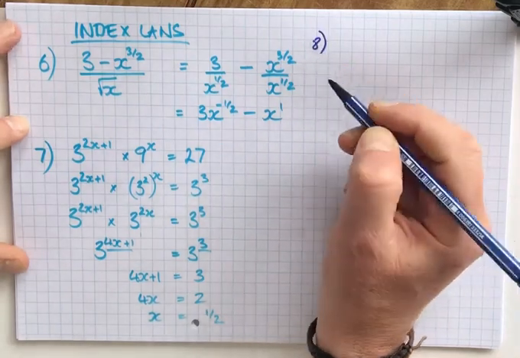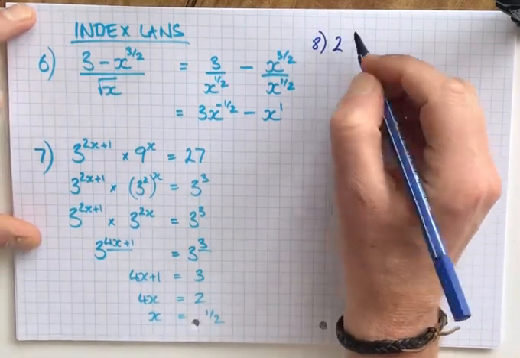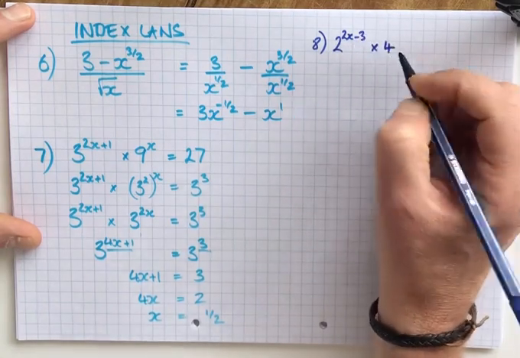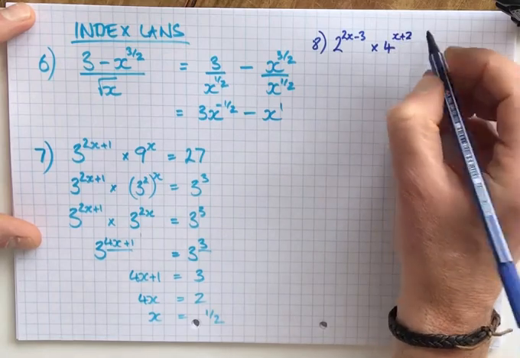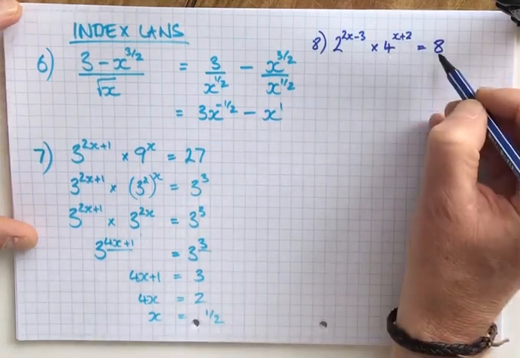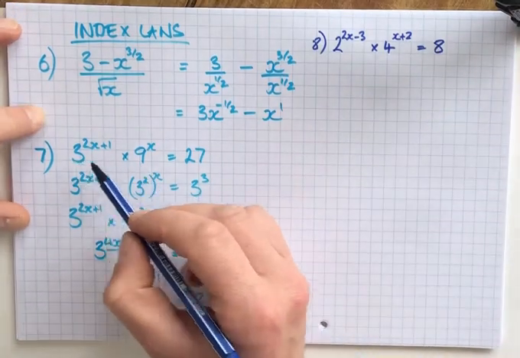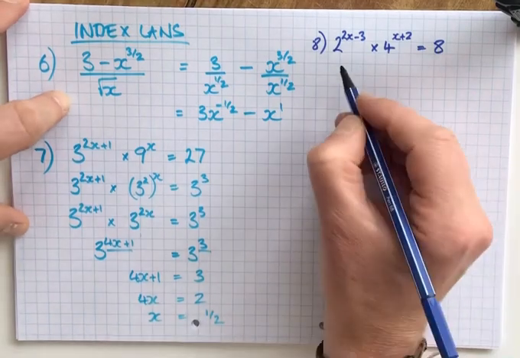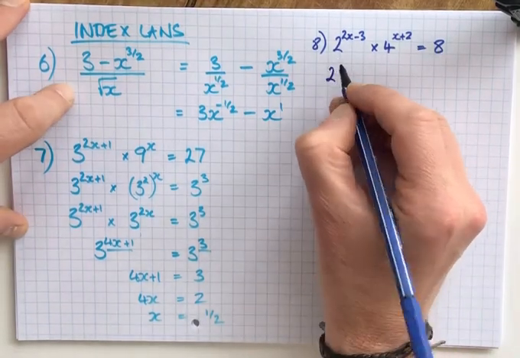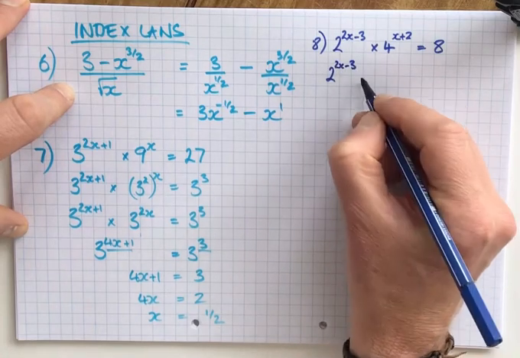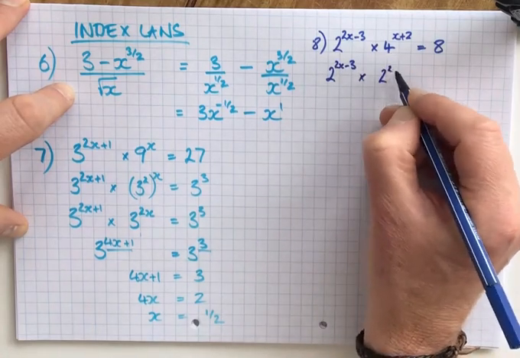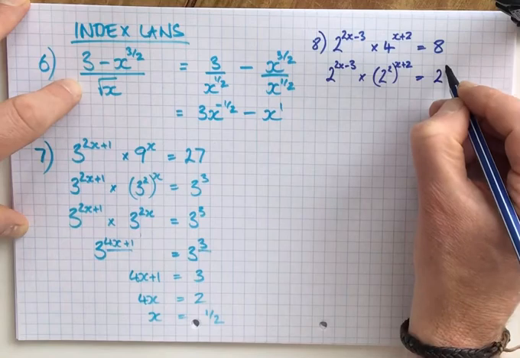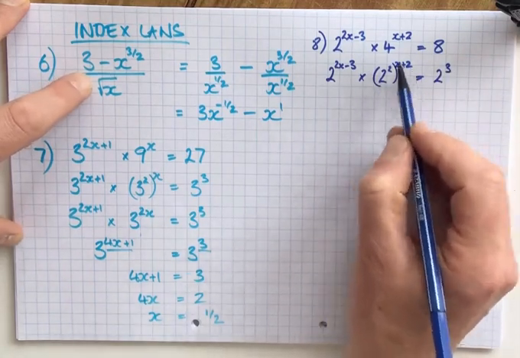Alright, question 8. That says solve 2 to the power 2x minus 3 times 4 to the power x plus 2 equals 8. Well, this one is actually very similar to number 7. Number 7 was about powers of 3. This one, as I'm sure you can see, is about powers of 2. So this one is already a power of 2, so that can stay the same. 4 is 2 squared to the x plus 2, and 8 is 2 to the power 3. Let's just tidy this one up a bit.